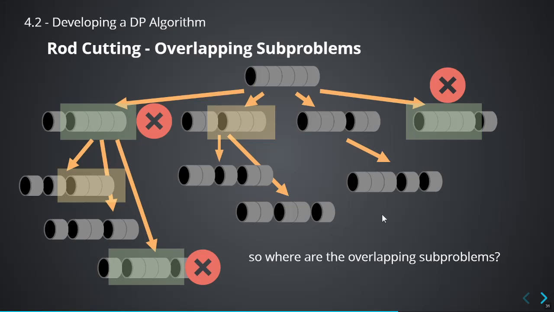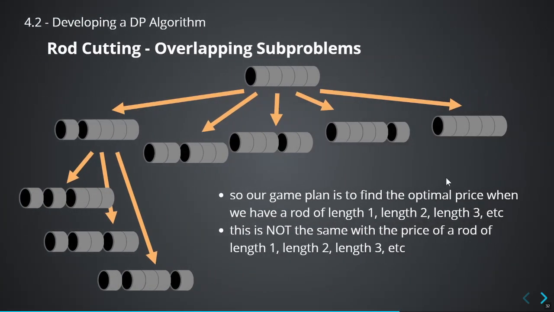Okay, so hopefully you can see where the overlapping subproblems are. We've done 2 things here. 1, we significantly reduce the complexity of the tree by using that simple rule. And 2, we also identify where the overlapping subproblems are. So these 2 here. So that's good. Now our game plan.